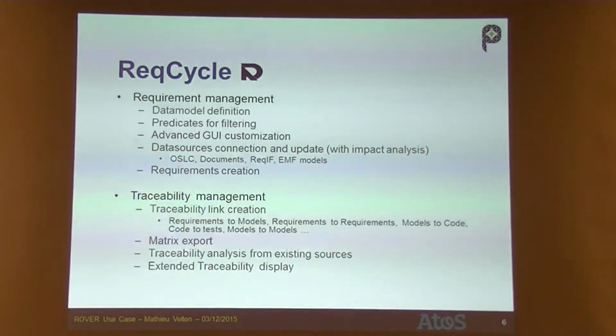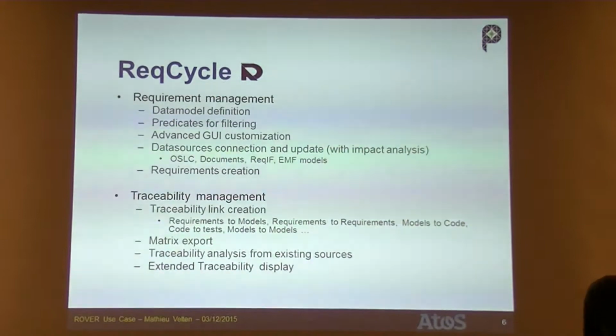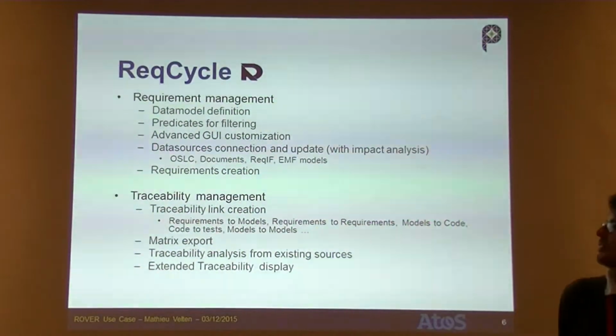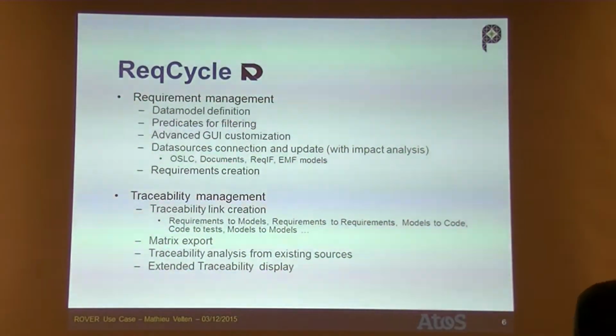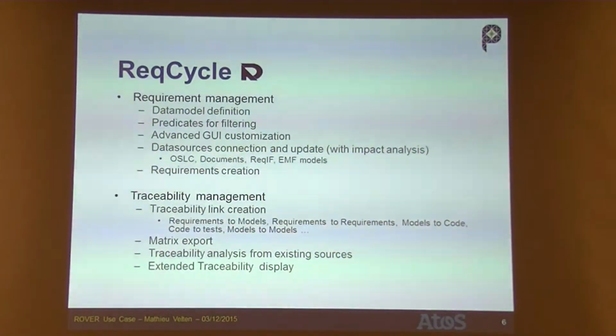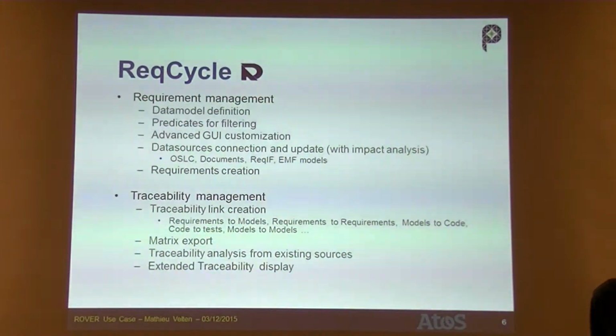So what is ReqCycle? ReqCycle is requirement management software. You can define your own custom data models with custom attributes. You can have predicates on the data models, for filtering purposes for example. You can say, I want all the requirements in V1, for example. This predicate can then be used to do some advanced GUI customization, like showing the requirement with a specific icon when a property changes, or when it's traced or verified, for example.